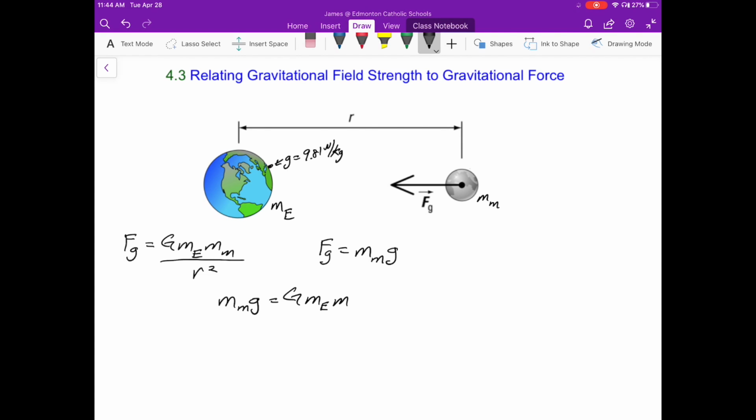And what we notice is that we can divide both sides by the mass of the moon. That cancels out, and we're left with this. Gravitational field strength at that location is G times the mass of the Earth divided by the distance between the centers of the two objects, in this case, the Earth and the Moon.